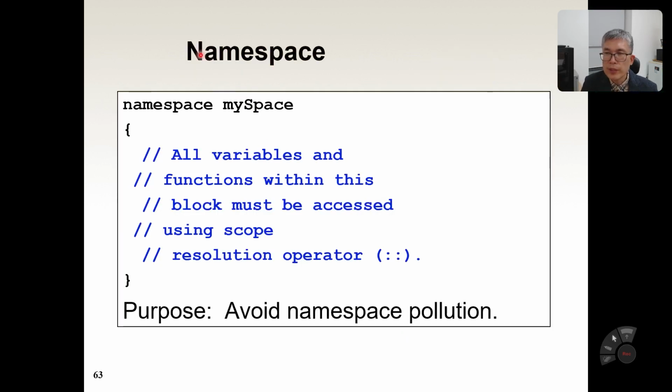Let's move on. Finally, we have namespace. So namespace MySpace: all variables and functions within this block must be accessed using the scope resolution operator, this double colon. The purpose is to avoid namespace pollution.